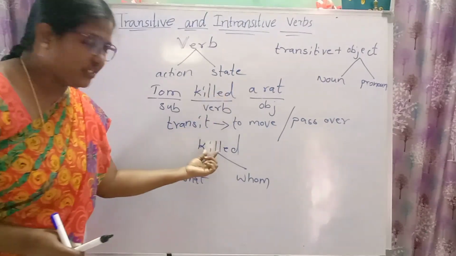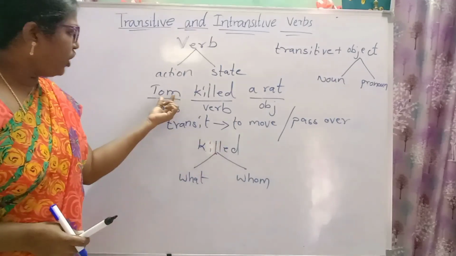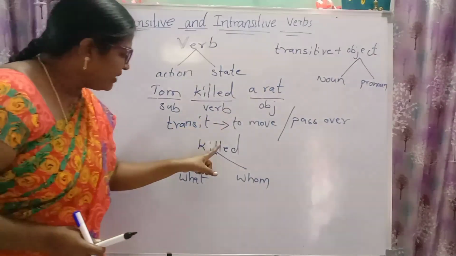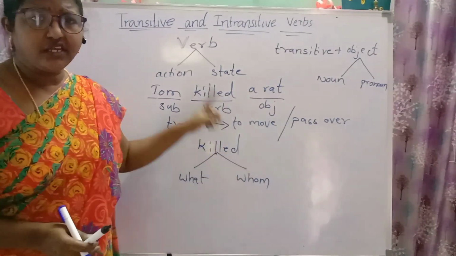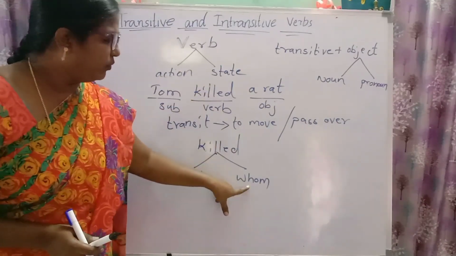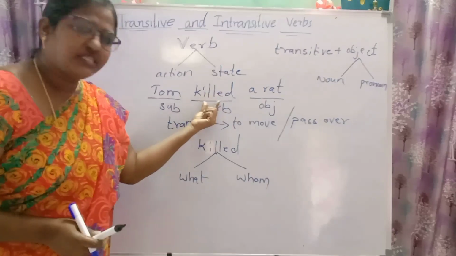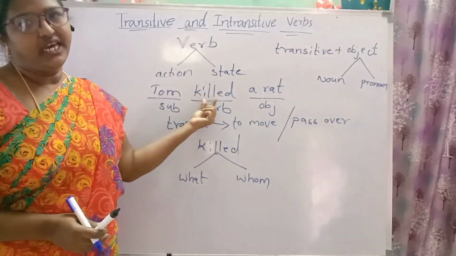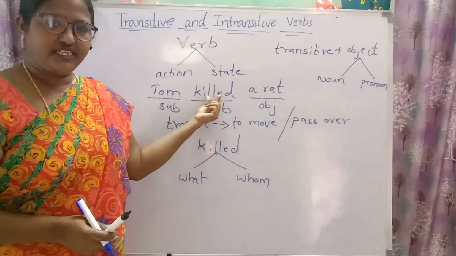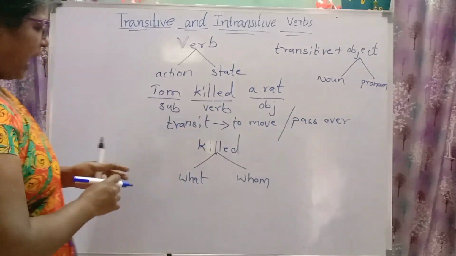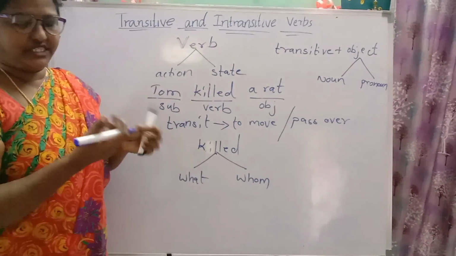Now let us question this verb killed. Tom killed a rat. Killed whom? Tom killed whom? Then we get the answer, a rat. Then this verb killed in this sentence is said to be a transitive verb. How to identify intransitive verbs?